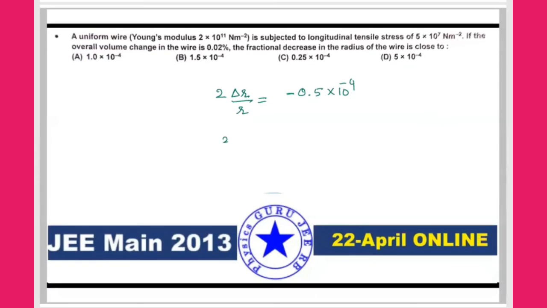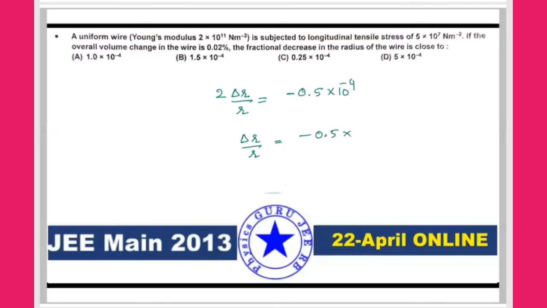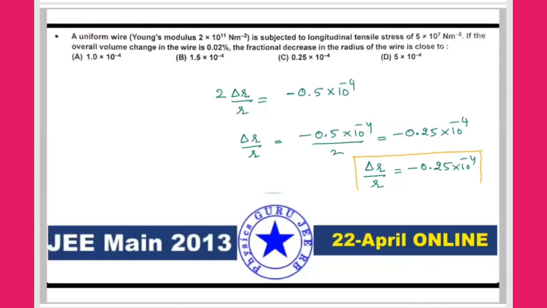Then 2 into delta R by R equals minus 0.5 into 10 to the power of minus 4, and this 2 is cross multiplied into the denominator, so divided by 2, which gives minus 0.25 into 10 to the power of minus 4. Hope this is clear. So delta R by R equals minus 0.25 into 10 to the power of minus 4. This is the answer; look for the matching option here. The negative sign indicates a fractional decrease.